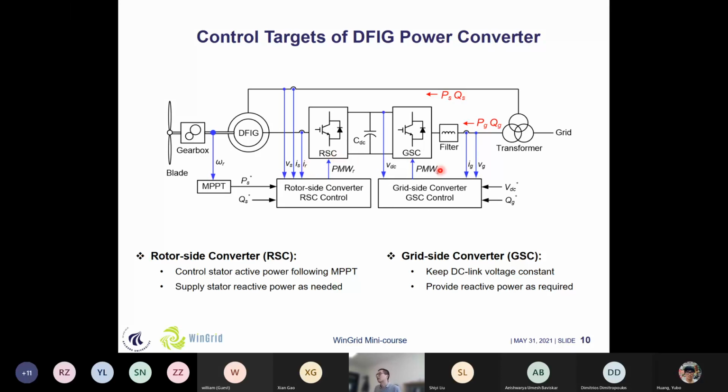And for the grid side converters, the control objective is, first, to keep the DC voltage fixed, and another thing is that we need to provide some reactive power if needed by the power grid. So here are the key control targets for this DFIG system.